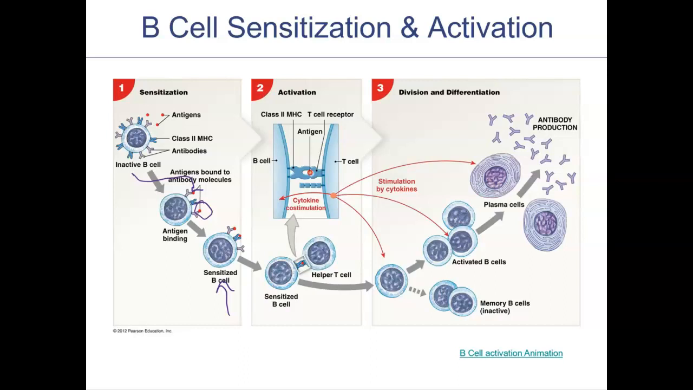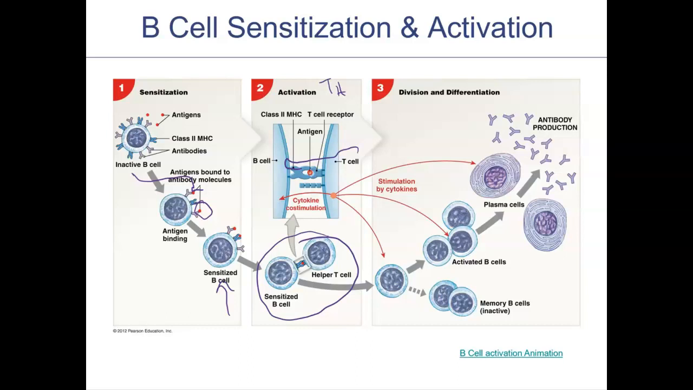However, next it needs that helper T cell. So we talked about the helper T cell and the importance of that. Remember, the helper T cell has to become activated, as we did in a previous lecture. But once that helper T cell is activated, it then comes up to the B cell and it continues or finishes the sensitization. It activates it. We'll go with that.